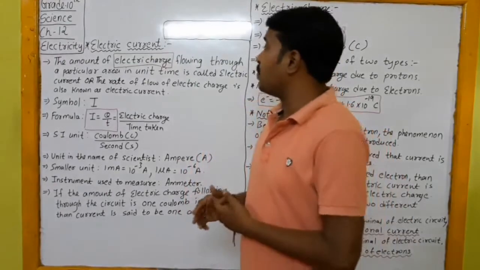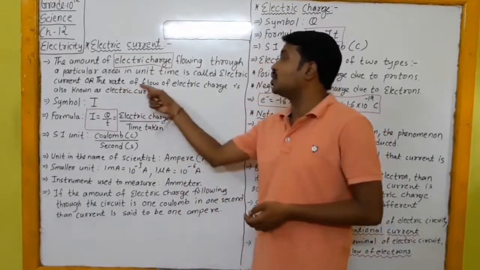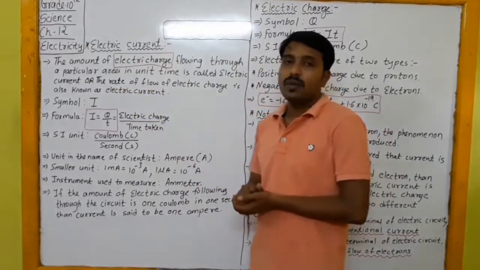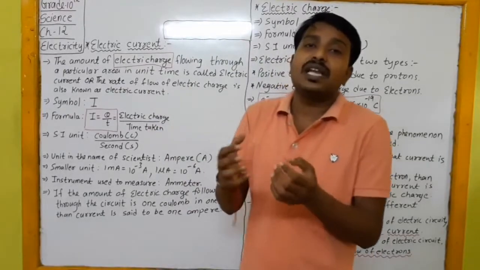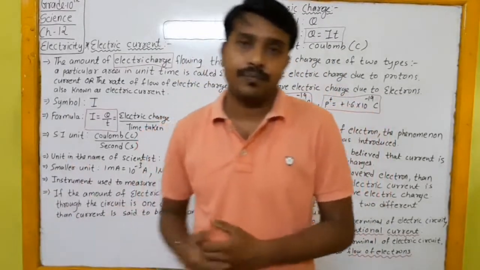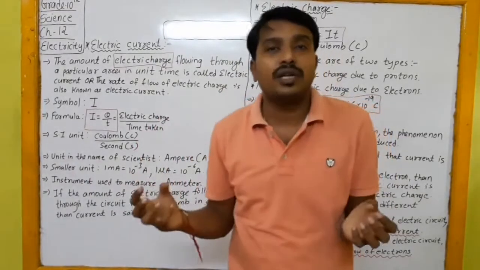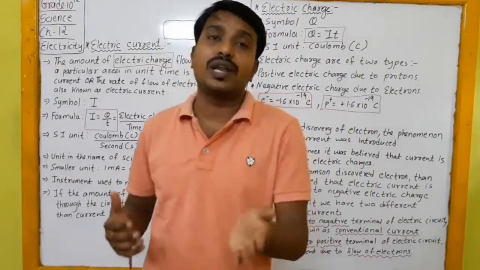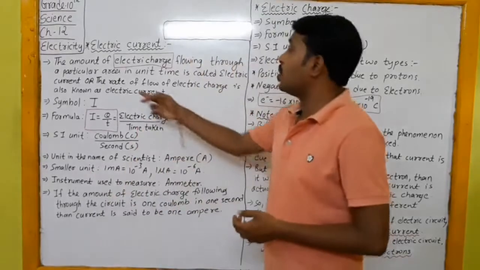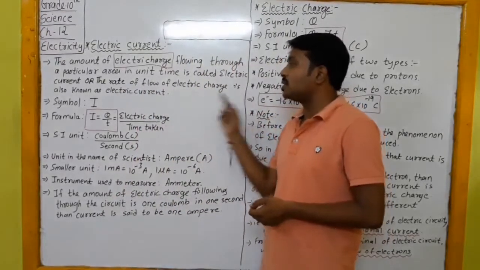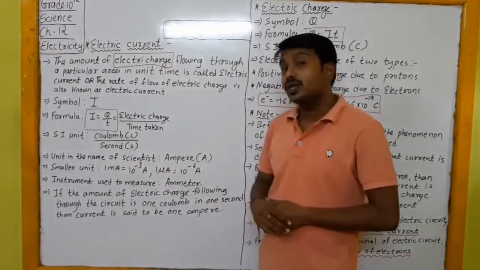The other definition for electric current is the rate of flow of electric charge, because here we are dealing with the electric charge in terms of time. So it's a rate. Whenever we deal with any quantity in terms of time, it is known as rate. So here you have the rate of flow of electric charge is known as electric current.